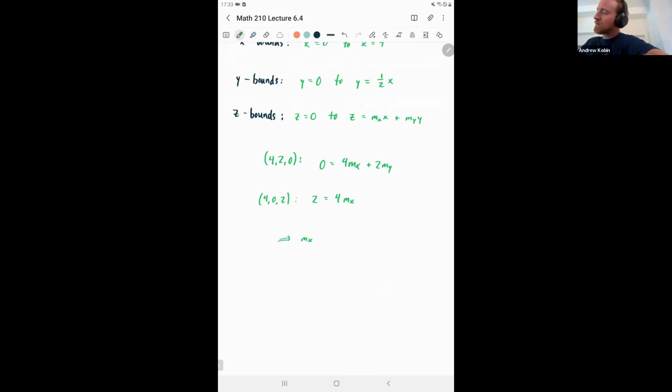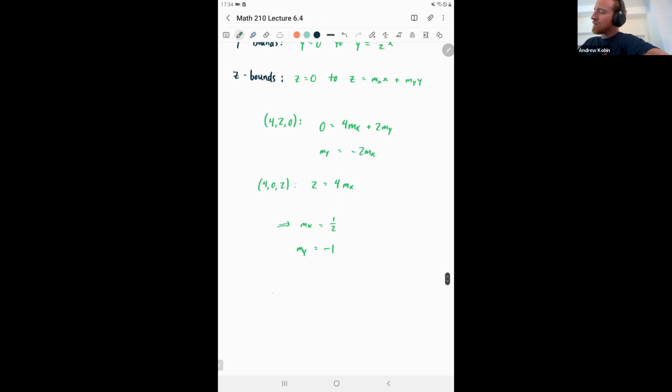Let's see, mx is equal to 1/2. Need to solve for my. Let's see, my is equal to -2mx, it looks like. That's going to be -1. And that means the z bounds are going to be z equals 0 up to z equals 1/2 x minus y.